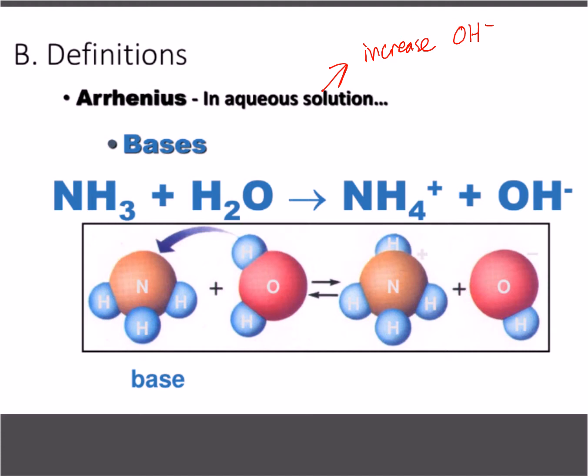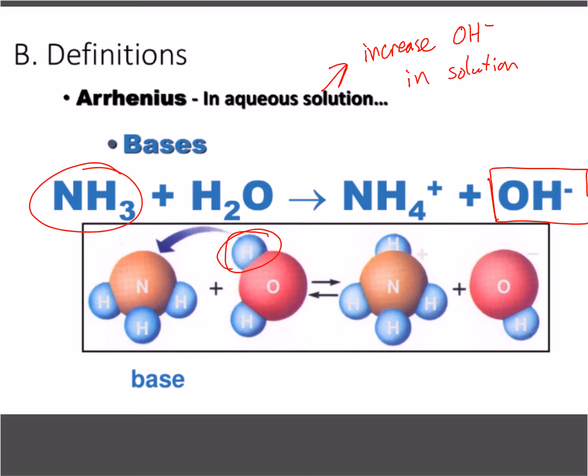So it increases hydroxide ions in solution, and what you will see then is that hydroxide piece in your reaction. Right here, why NH3 is the base is because it's pulling off a hydrogen from the water molecule. So now it's got NH4. Notice that its H content went up by 1.